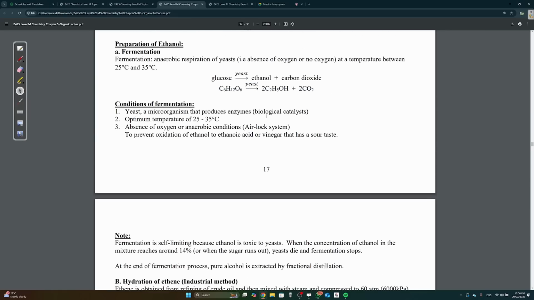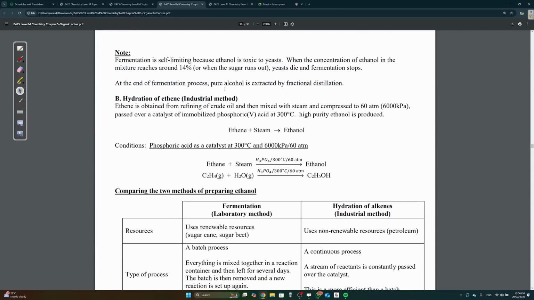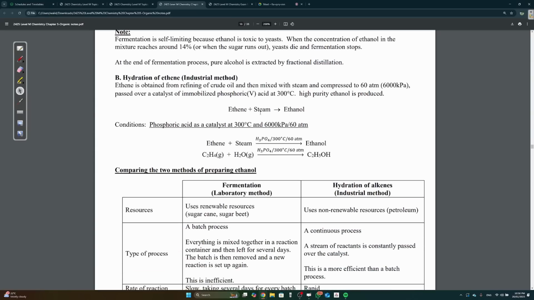Because when there's too much alcohol, the yeast dies, right? So when the mixture reaches around 14%. And then how do you extract it and purify that alcohol? You need to know it's purified through fractional distillation. These are all previous CA questions. Okay, how do you produce an alcohol?